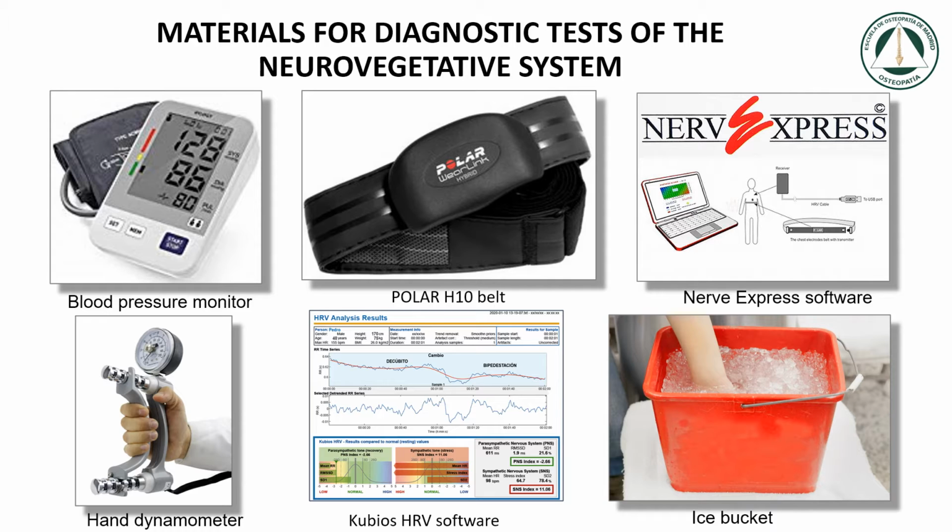The blood pressure monitor allows you to study blood pressure. The Polar H10 strap allows you to study your heart rate. The Nerve Express software and the Kubios HRV software, which communicate with the Polar H10, allow, through the heart rate and the EKG, to study the components of an orthosympathetic or parasympathetic imbalance. The hand dynamometer, ice bucket or cold pack, and inclination table are useful tools to study the responses of the neurovegetative system to stress.